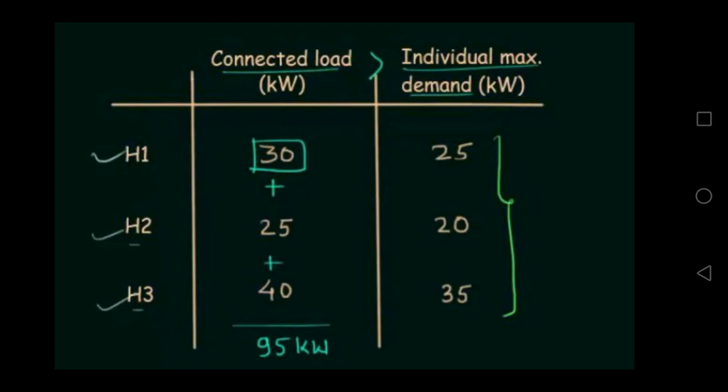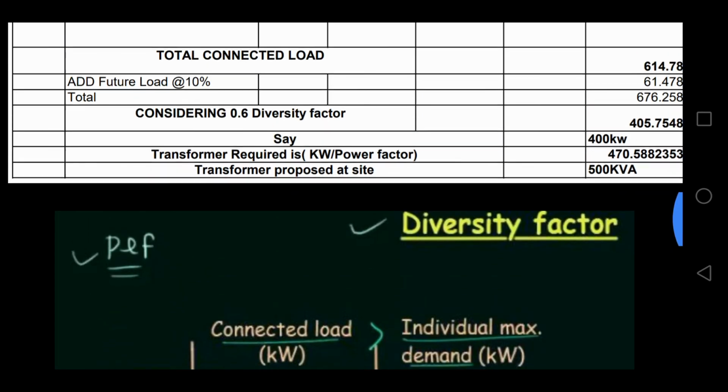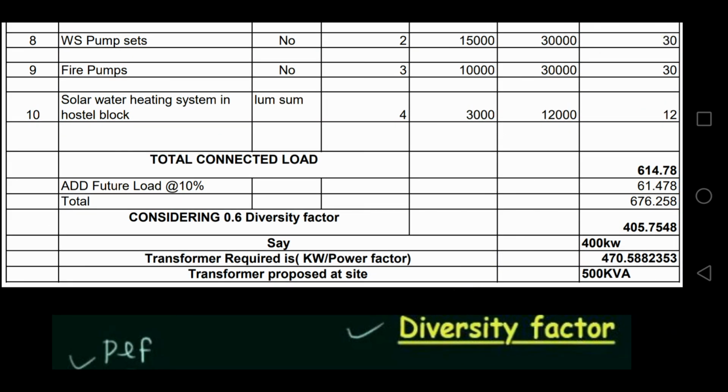Now consider this example. This is a 30 kilowatt equipment you are running. This is the connected load, but the individual maximum demand will be 25 kilowatt. So this is the connected load, and this is the individual maximum demand pertaining to the area. Suppose this is a house. This is the connected load, and this is the individual maximum demand of each house. So similarly, there will be a saving.